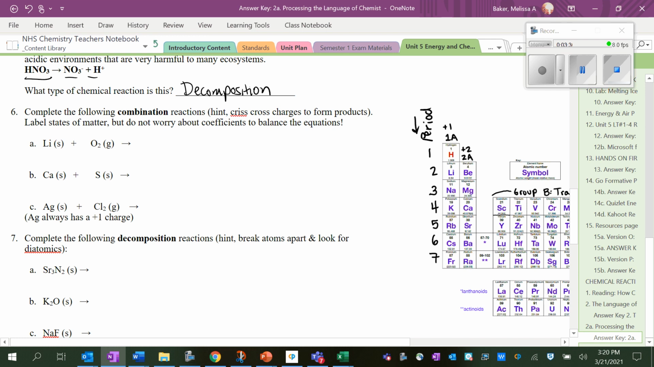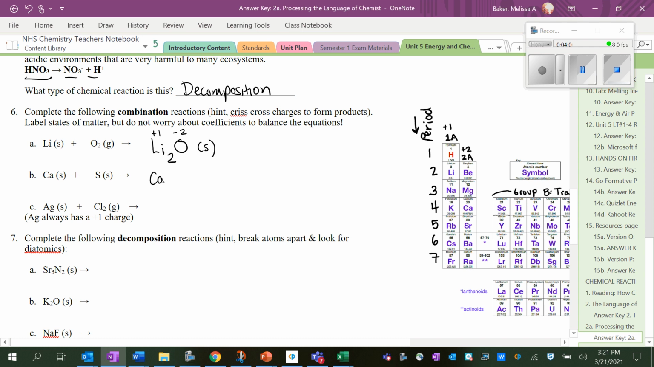Complete the following combination reactions. Hint, crisscross charges to form products. Label the states of matter, but do not worry about coefficients to balance the equations. Lithium is in group 1A, so it's got a +1 charge. Oxygen is in group 6A, which has a -2. So when we crisscross, we get Li2O, and ionic formulas or ionic compounds are solids.